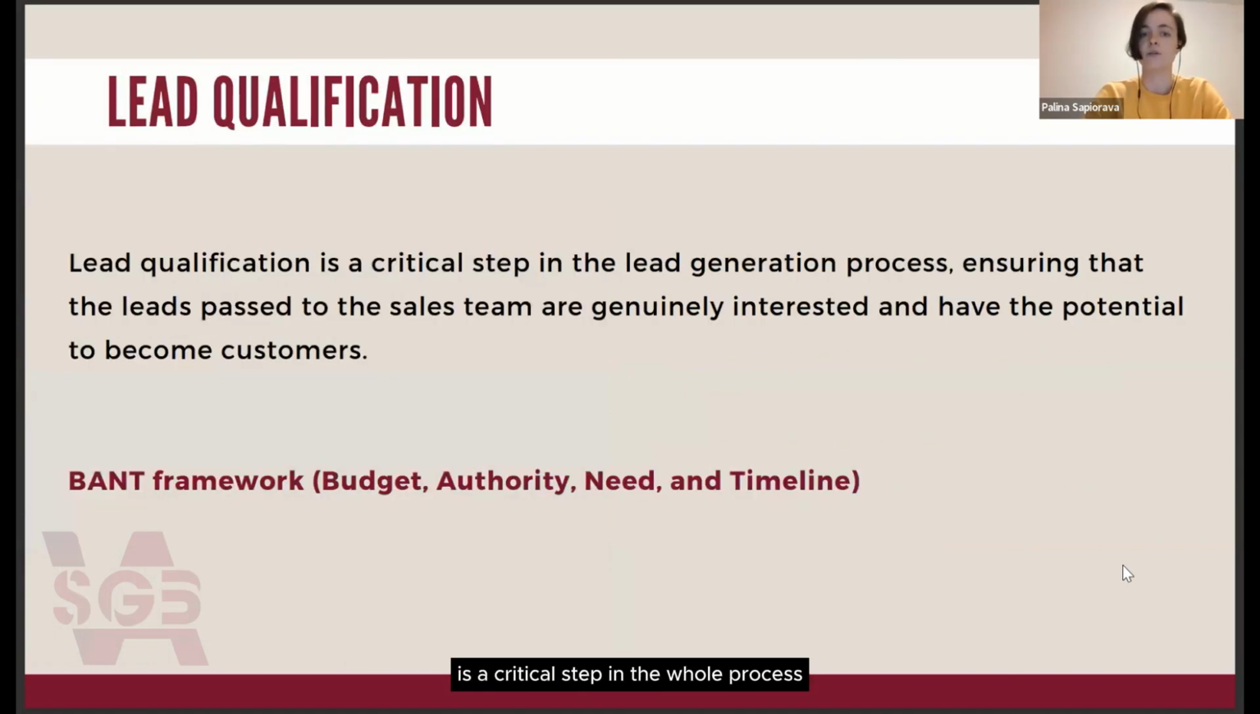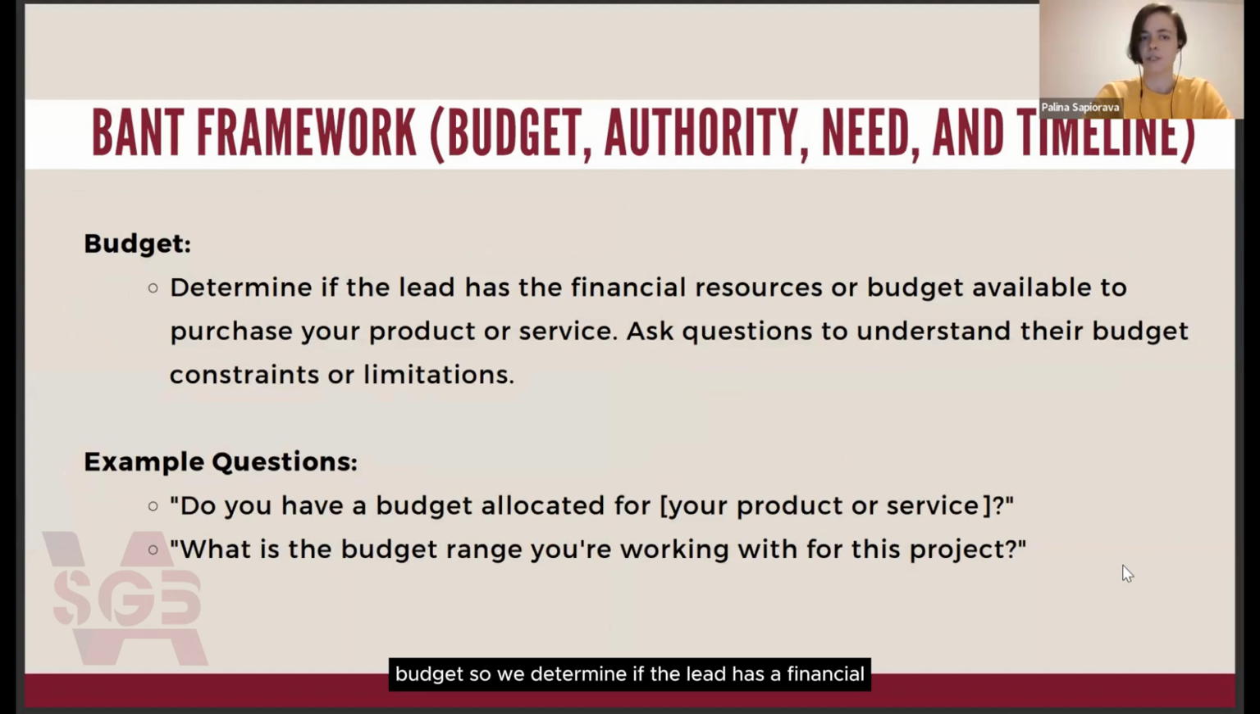So lead qualification is a critical step in the whole process, ensuring that the leads actually are interested and have the potential to become customers. There is the so-called BANT framework, which means budget, authority, need, and timeline. Budget. Determine if the lead has the financial resources or budget available to purchase your product or service. You can look at the size of the company, and while communicating with the lead, you can always ask questions to understand how limited they are. For example, you can ask, do you have a budget allocated for some product? What is the budget range you're working with for this project?